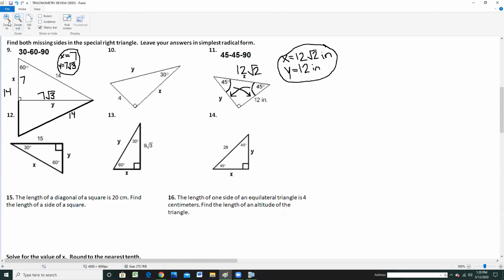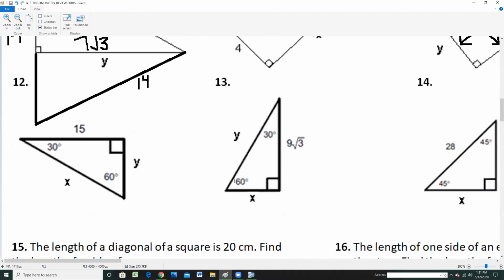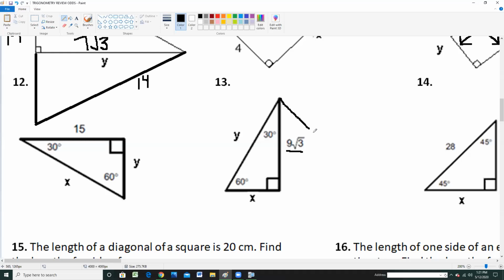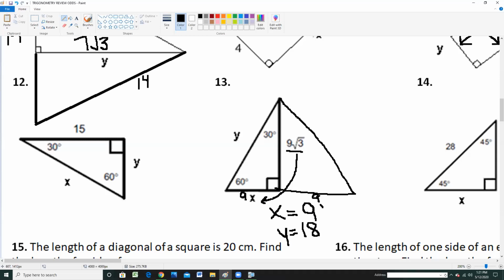Number 13. Remember, we're doing all the odds here. So on number 13, this time they gave you the part that had the radical 3, so you have to kind of think backwards. Not a big deal. If you remember, it's half of an equilateral triangle. So you can just kind of work backwards and say, oh, well, I guess that means we're going to put the 9 right there. And then if it's half of an equilateral triangle and you have 9 and 9, then that means y equals 18.